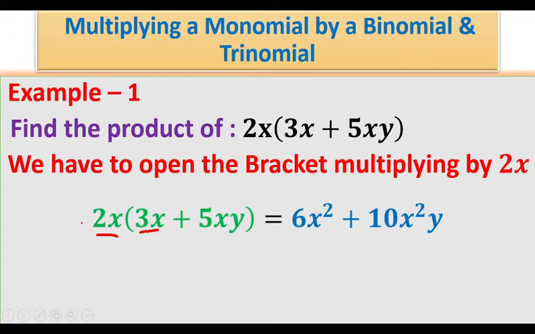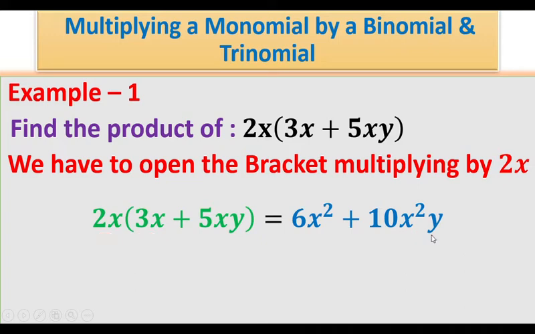And after that, plus into plus, plus 2 into 5, it will be 2 5s are 10, and again x multiplied by x will be x squared and y. So 6x squared plus 10x squared y is the product of the given expression.